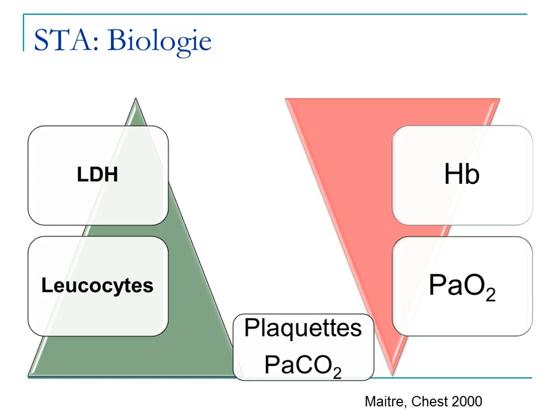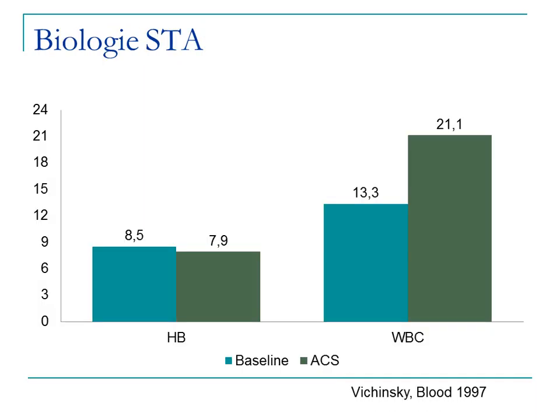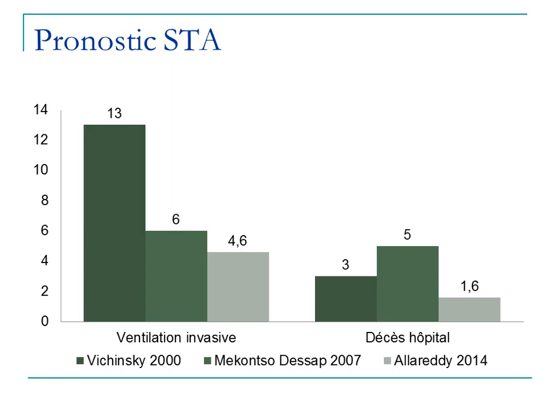The ACS biology includes an inflammatory syndrome. Everything goes up, leukocytes; hemoglobin comes down, hypoxemia, platelets vary compared to the baseline. However, there is a bigger increase of leukocytes during ACS, which is normal. Complications: mechanical ventilation in about 10% of the patients, death in about 5% of the patients.